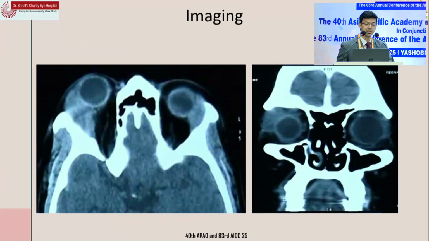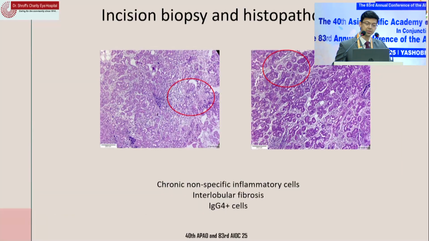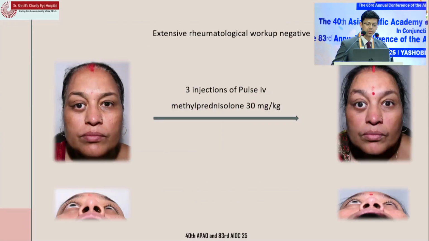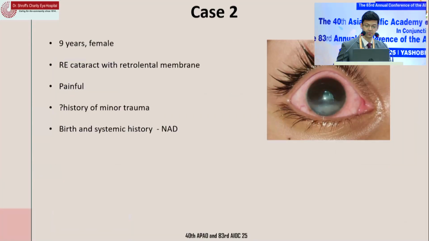So on imaging, she has bilateral, homogeneous enlargement of the lacrimal gland, right side more than left side. And when biopsy was performed from the right orbital lobe, it was seen that there was chronic non-specific inflammation, some interlobular fibrosis, and positivity for IgG4 cells. So she underwent extensive rheumatological workup, all of which turned out negative even for IgG4. And after receiving 3 pulse doses of steroids, you can see the proptosis has gone down, the ptosis has improved, and she's on regular follow-up now.